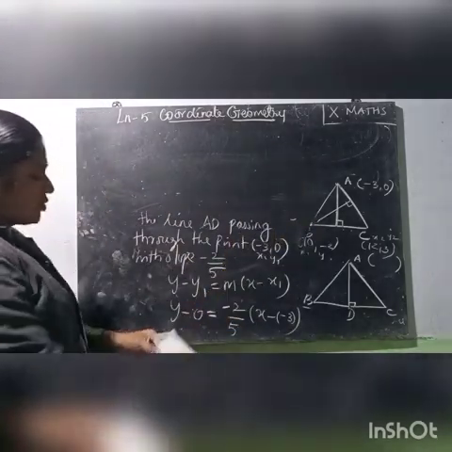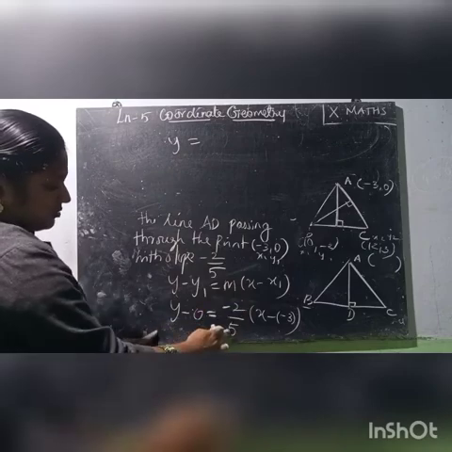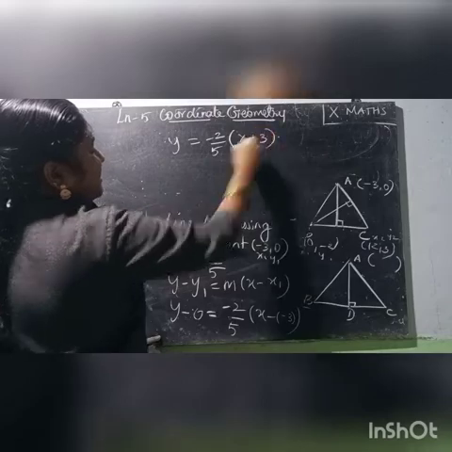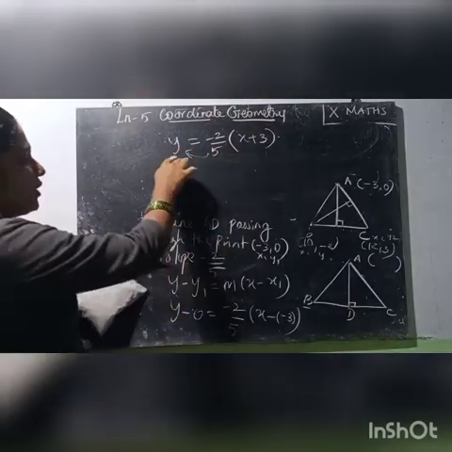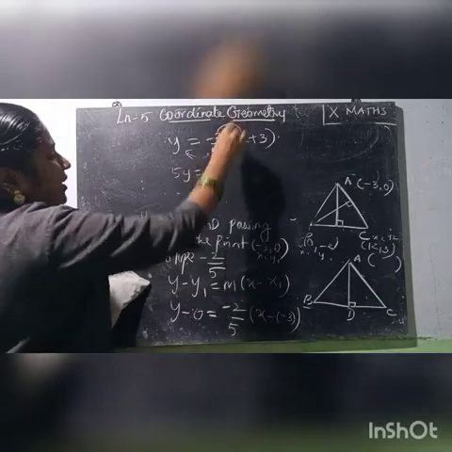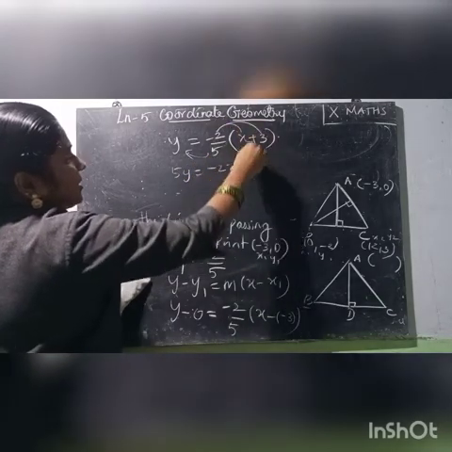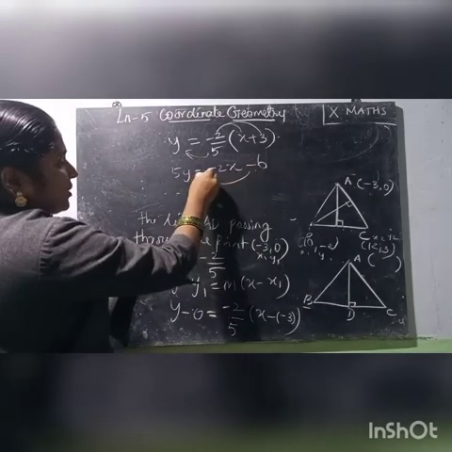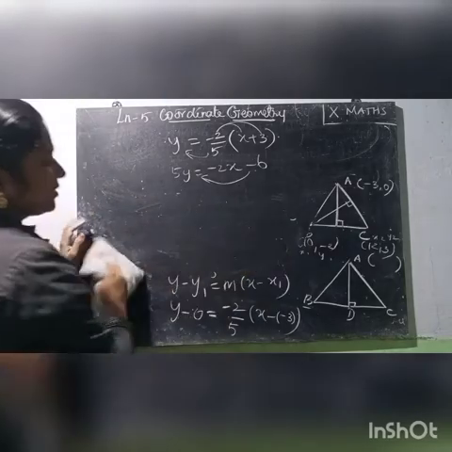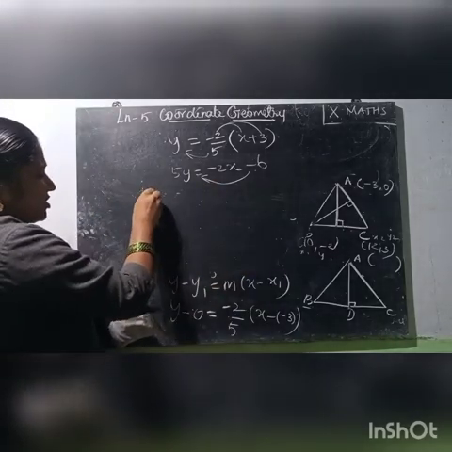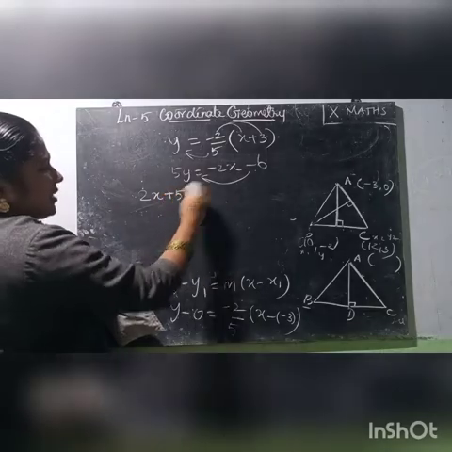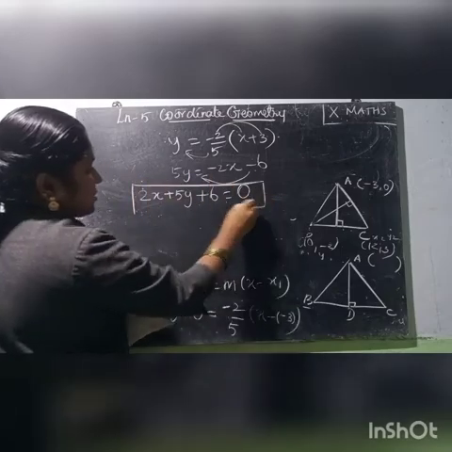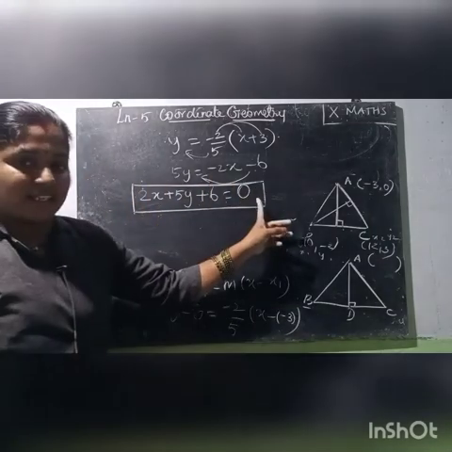Now y minus 0 is y, equal to minus 2 by 5 times x plus 3, since minus of minus is plus. Bring this 5 here, so 5y equal to minus 2 into x, minus 2x, minus 2 into 3, minus 6. Now we can bring it to equation form. Bring both terms here, so minus 2x will change into plus 2x, then plus 5y, and minus 6 will change into plus 6, equal to 0. This is the equation of AD.